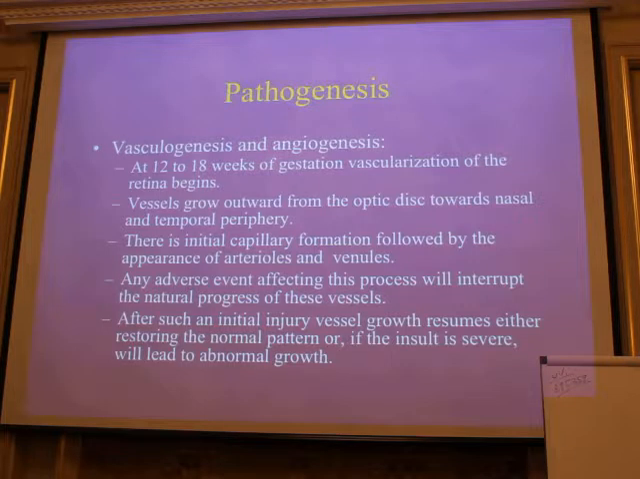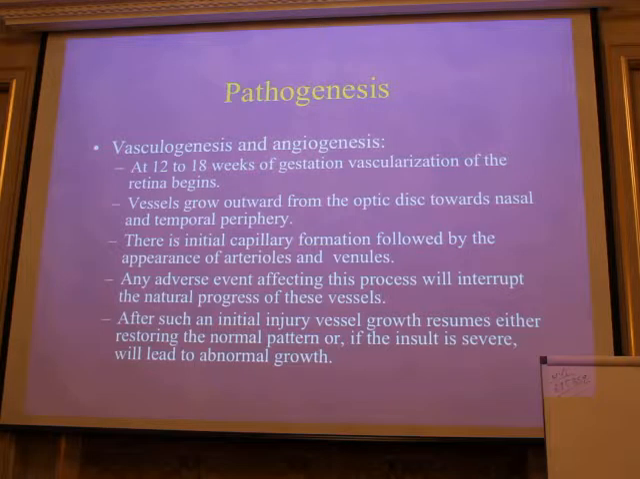So, in order to understand the first stage and the second stage in ROP, I think the concept of vasculogenesis and angiogenesis ought to be revised. What is vasculogenesis? Vasculogenesis is normal vessel formation in utero, as an embryo. It starts at 12 to 18 weeks of gestation. It goes from the disc outwards, all the way to the nasal and the temporal periphery.